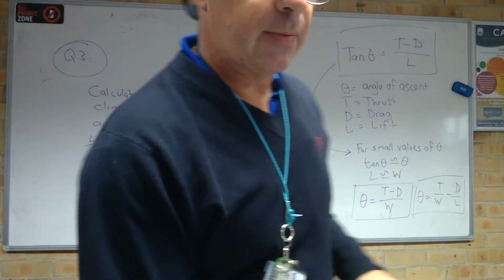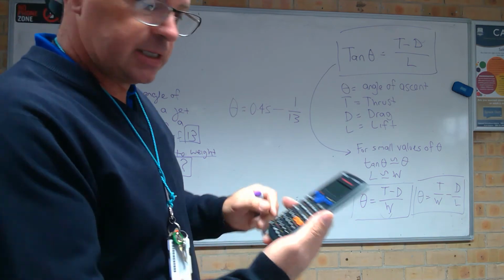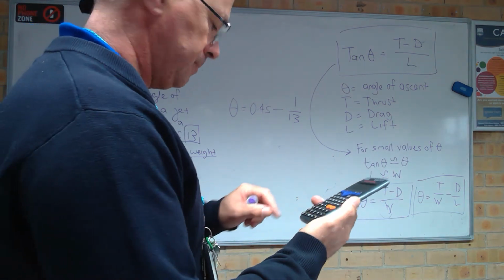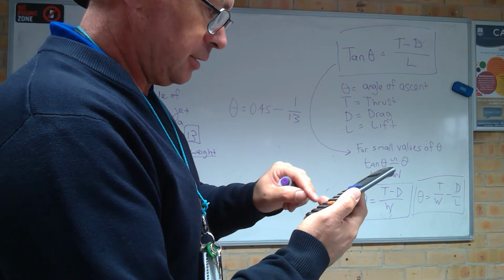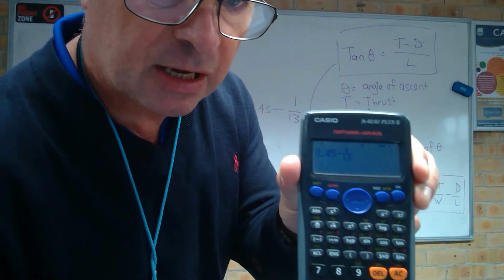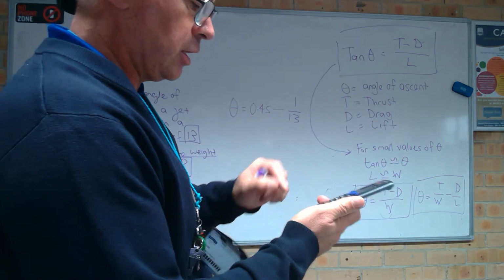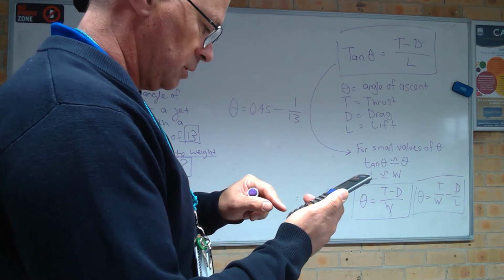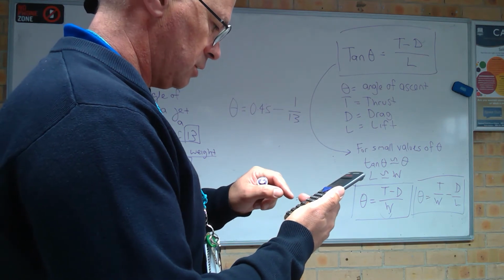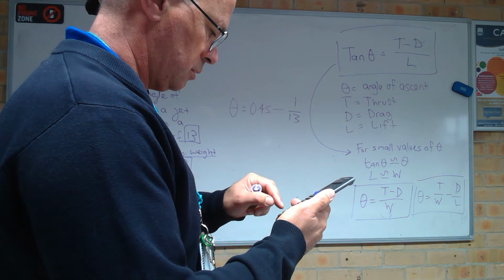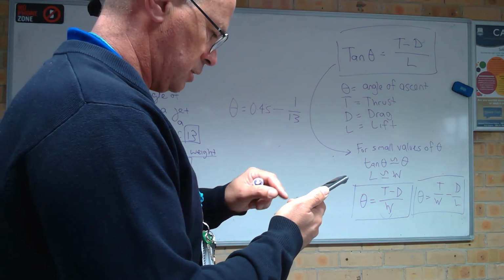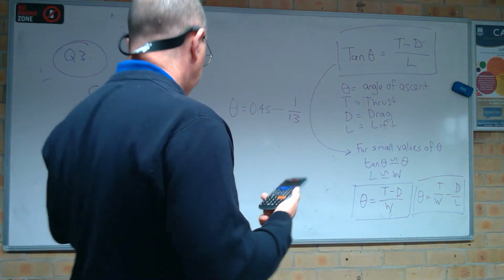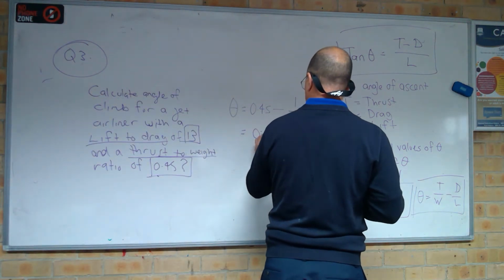Okay, so then we just grab our calculator and we say 0.45 minus 1 divided by 13, just like that. So we use our fraction button if we want, and then we go equals, and I think I've done that wrong. 0.45 minus 1 divided by 13 equals 0.37. Radians.